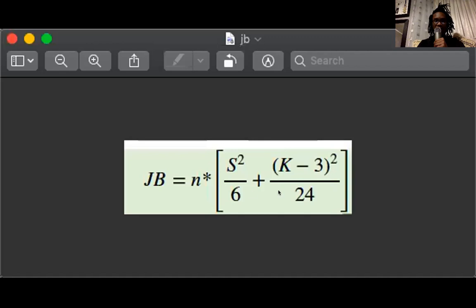Yeah, so this is what the formula is for JB. You have N, which refers to your number of observations, in this case 25. Then you have your skewness and you have your kurtosis. I'll repeat: number of observations, skewness, kurtosis. I hope you know what to do here. Just substitute the values, then you compare and do the rest.